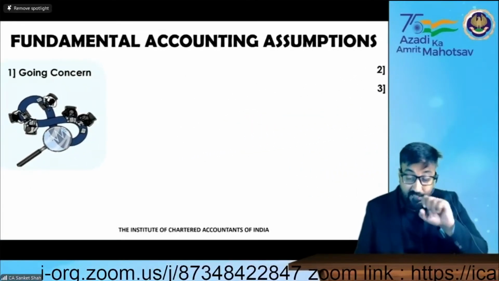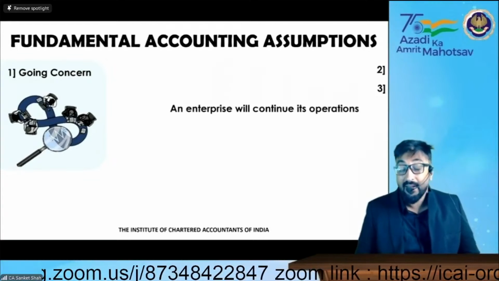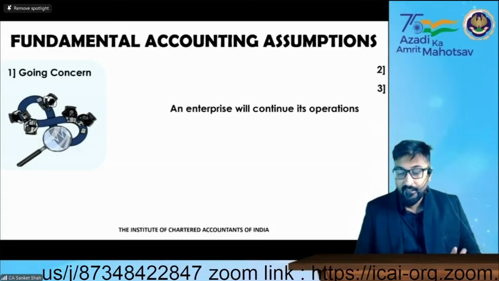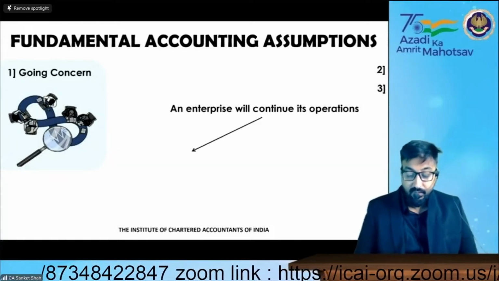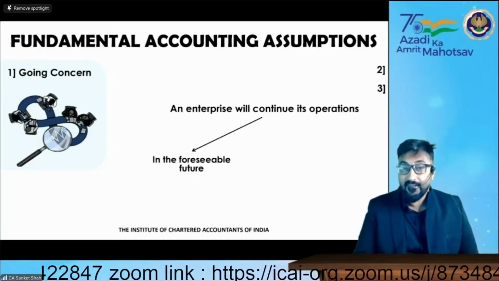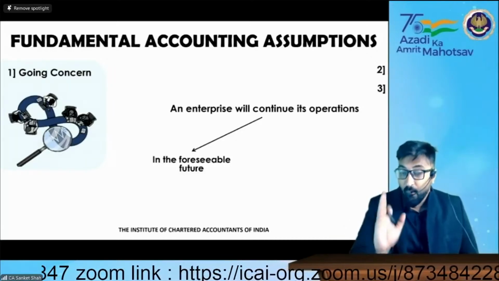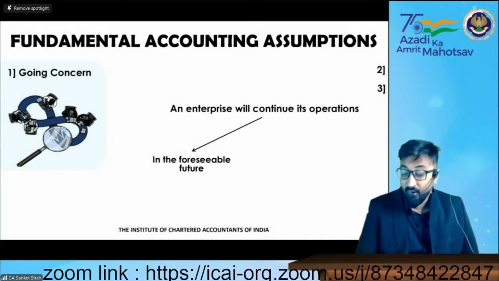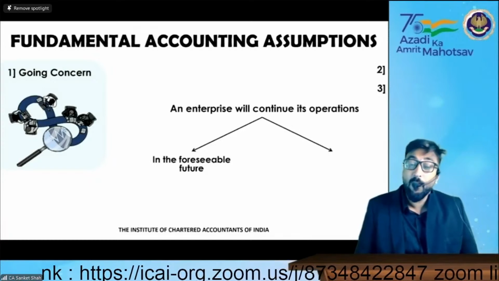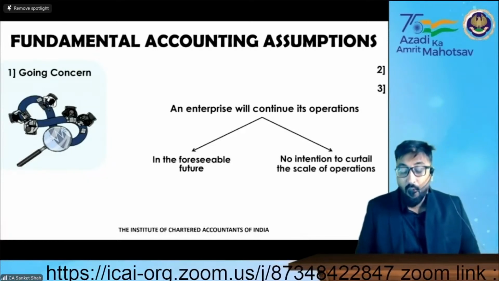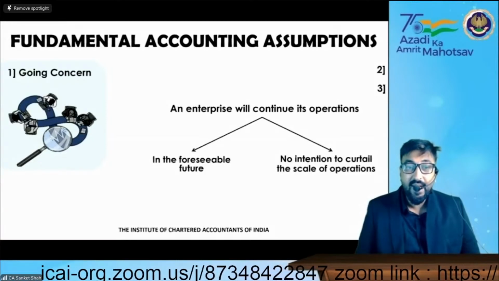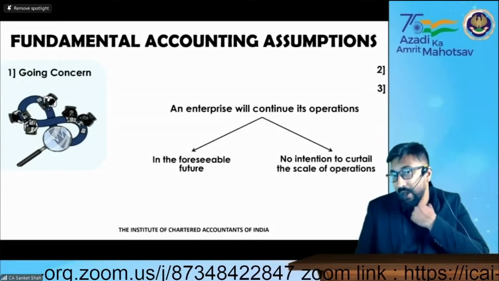Fundamental assumption, going concern. I want every one of you to learn this sentence by heart: an enterprise will continue its operations. In exam, if you get this definition, going concern, in the foreseeable future, this is how you have to revise it. Every chart is there. I broke every sentence. If you want to learn something by heart, always break down that sentence. In foreseeable future, and no intention to curtail the scale of operation.